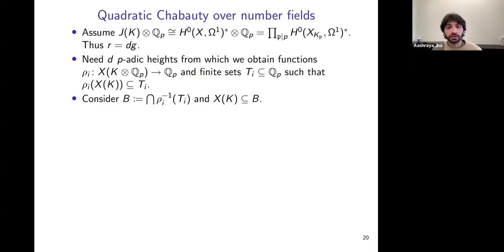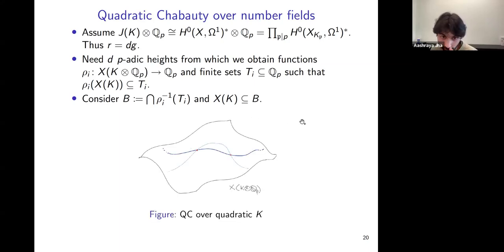Okay, so yeah, I should have probably told you what I'm tensoring over. So I'm tensoring over Q here. So again, as before, we need D p-adic heights from which we'll obtain these rho i's and finite sets T_i's. And we'll want the image of the K points to lie inside these T_i's. And then we'll consider the intersection of these preimages. And for sure, we'll know that the rational points lie inside this set B, which I've defined here.